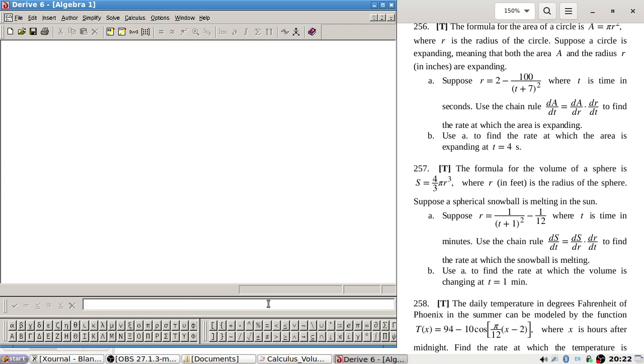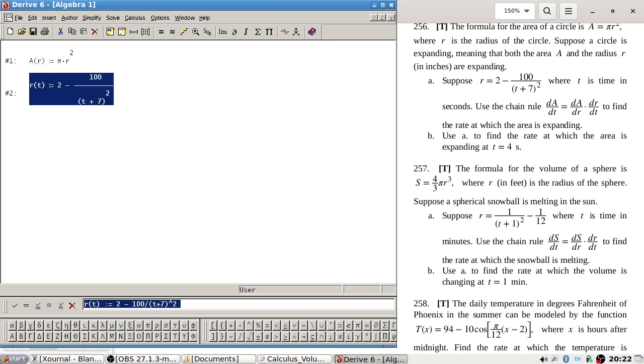The formula for the area of a circle is pi r squared. Suppose the circle is expanding, meaning that both the area and the radius are increasing. And suppose that the radius formula is given by 2 minus 100 over (t plus 7) squared. Use the chain rule to find the rate. Okay.